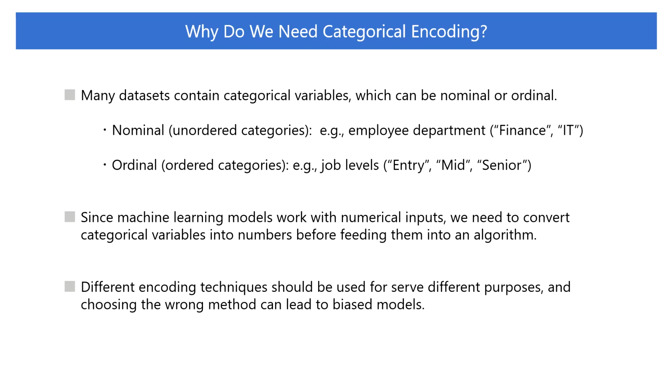Many datasets contain categorical variables, which can be nominal or ordinal. Nominal variables are unordered categories. Ordinal variables are ordered categories. Since machine learning models work with numerical inputs, we need to convert categorical variables into numbers before feeding them into an algorithm. However, different encoding techniques serve different purposes, and choosing the wrong method can lead to biased models.